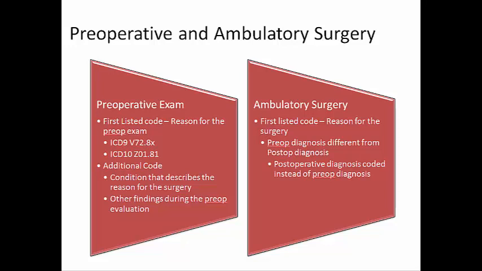For the ambulatory surgery, the first listed code is the reason for surgery. If the post-op diagnosis is different from the pre-op diagnosis on the operative report, at the time the diagnosis is confirmed, select the post-op diagnosis for coding since it's more definitive.